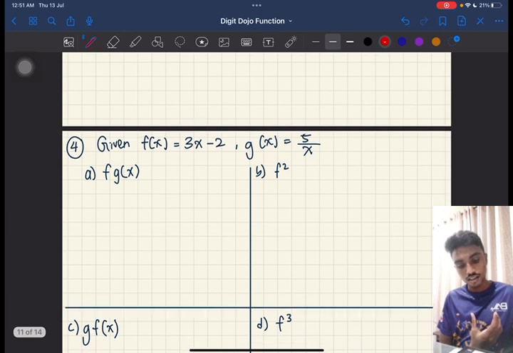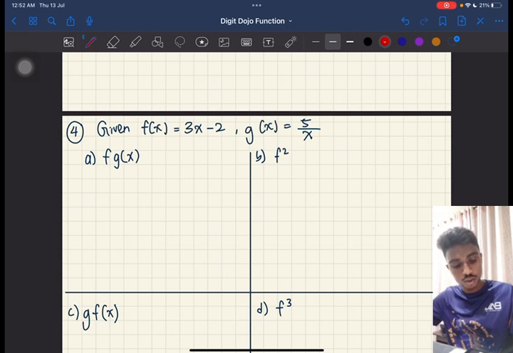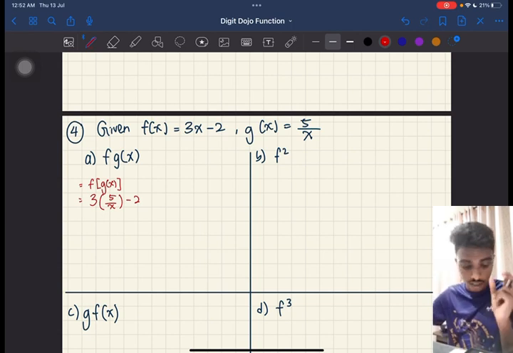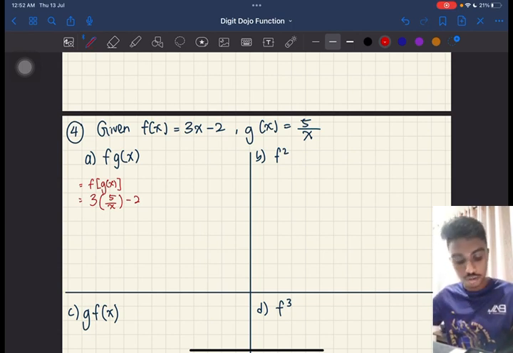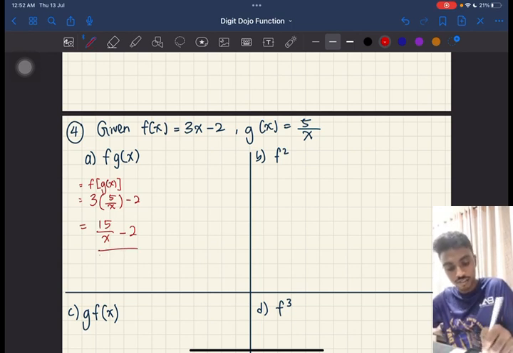Let's try this question. We have fx is 3x minus 2 and gx is 5 over x. We want to find fgx. How to do this? Substitute gx in your fx. What's your gx? 5 over x. Substitute in your fx: 3 times 5 over x minus 2. Only the place where you can see x, substitute it. So you'll get 15 over x minus 2. This is your fgx.